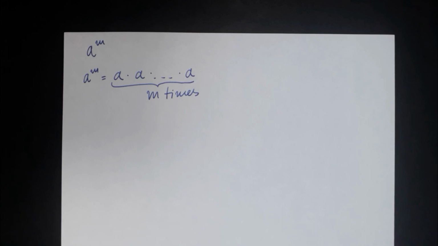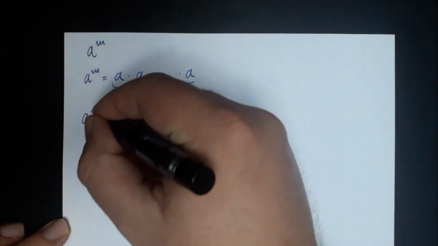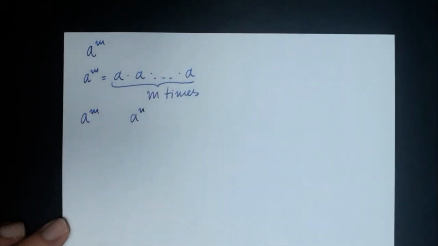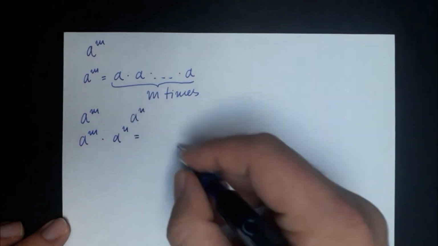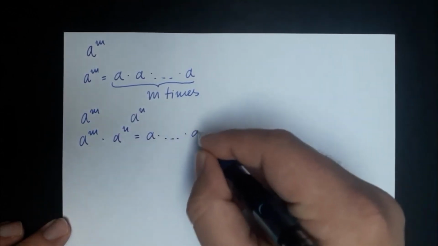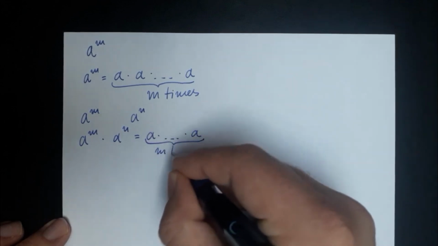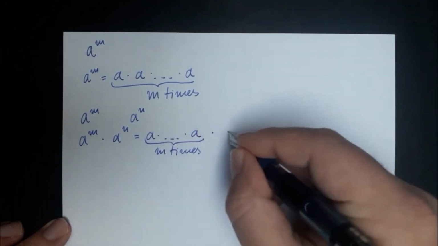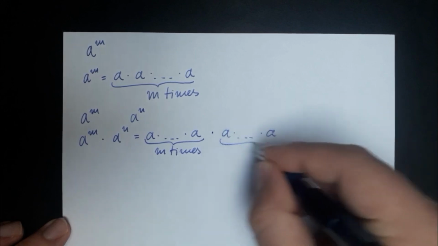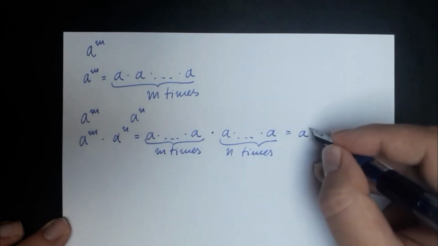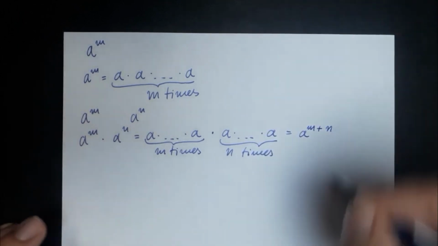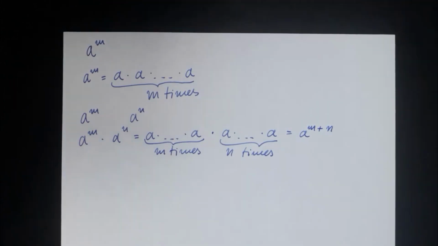We can now take this idea and build on this. If we have two numbers like this, a to the power m and a to the power n, then a to the power m times a to the power n is equal to a times a, m times, times a times a, n times. And that gives us a to the power m plus n. That is what we call an index law.